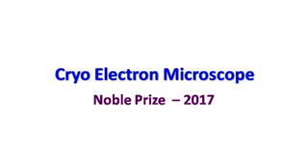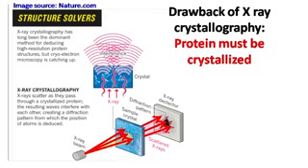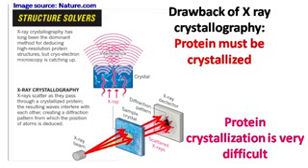Now let's talk about the cryo-electron microscope. X-ray diffraction has been one of the long-term dominant methods to obtain information regarding the crystal structure of proteins. In this method, X-rays are allowed to pass through a crystallized protein and the diffraction pattern is obtained. Using the information in the diffraction pattern, the location of each atom is deduced to obtain the protein structure. However, the major drawback of X-ray crystallography is that proteins need to be crystallized, and crystallization of proteins is very difficult.